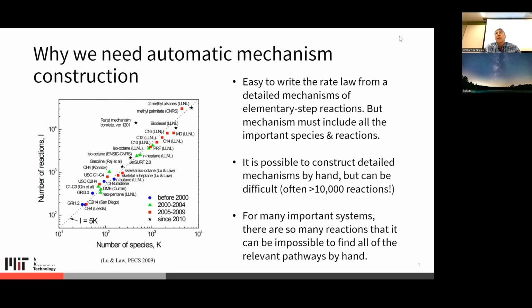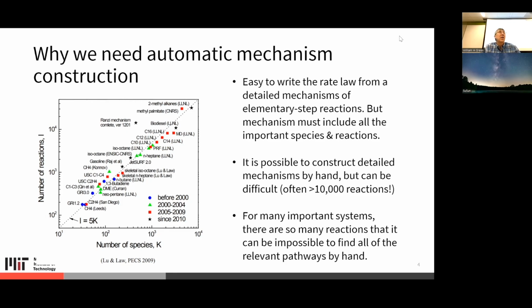So basically you can do any reaction if you do an elementary step. However, if you write down all these elementary steps, you get a lot of steps, and so the models get really large. This plot shows some published models by different groups. You can see that the ones in the upper right corner have more than 1,000 chemical species in the model and more than 10,000 reactions. And these are all models for just the combustion or pyrolysis of a single molecule.